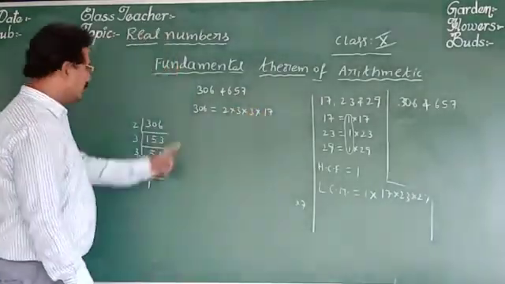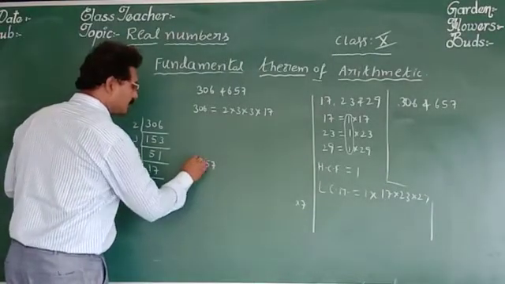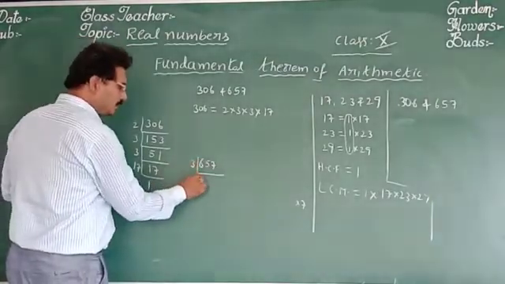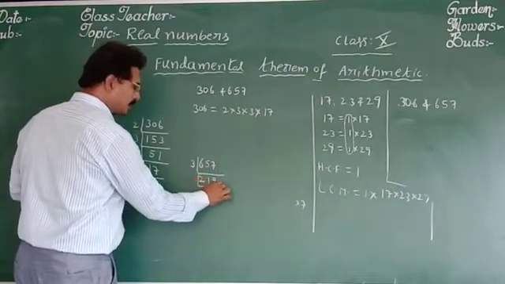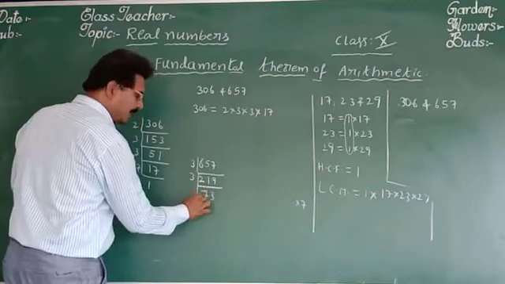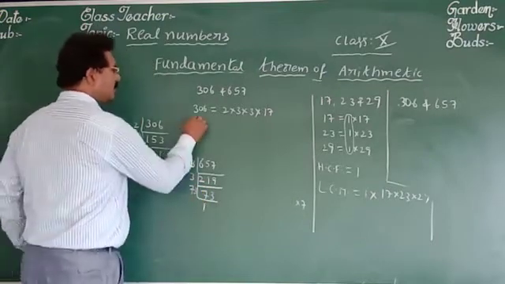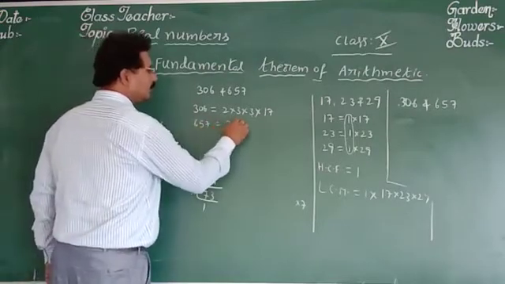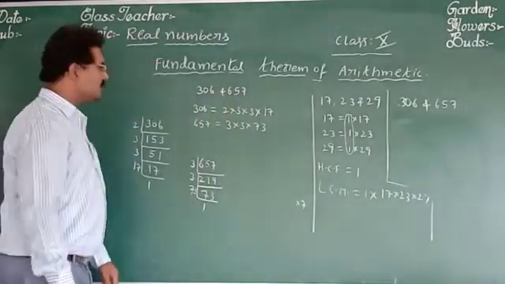That is that. Next 657. Again, since the last digit is an odd number, go for 3. 3 twos are 6, 3 ones are 3, 3 nines are 27. Now 3 sevens are 21, 3 threes are 9. So 3 73s are 219, 73 ones are 73. So 657 can be written as 3 into 3 into 73.